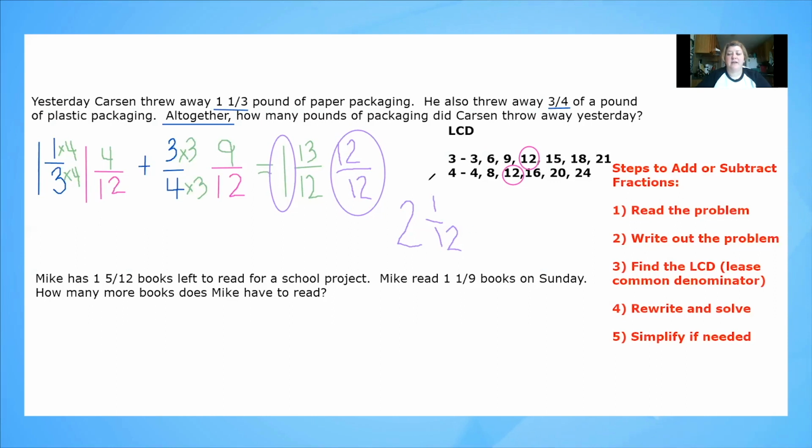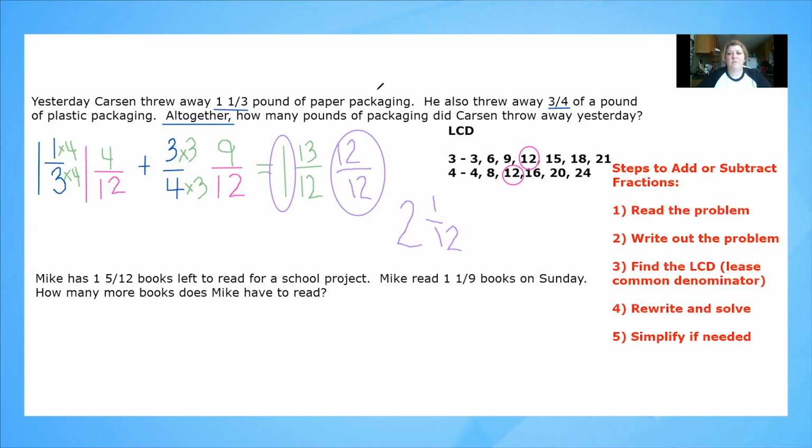Which is what we got here as our answer. So we did a very nice job following those steps. We're going to see if we can follow those steps again, and this time we're going to try to work through a subtraction problem following our steps.